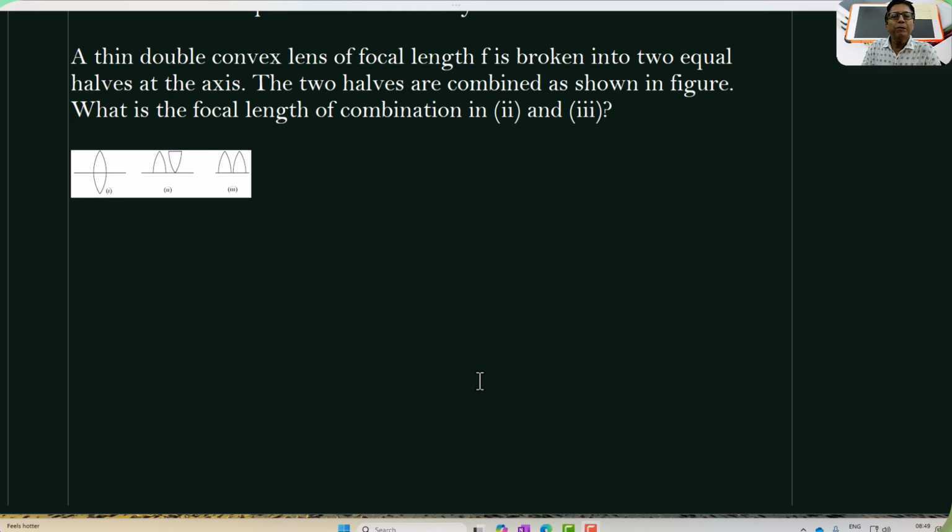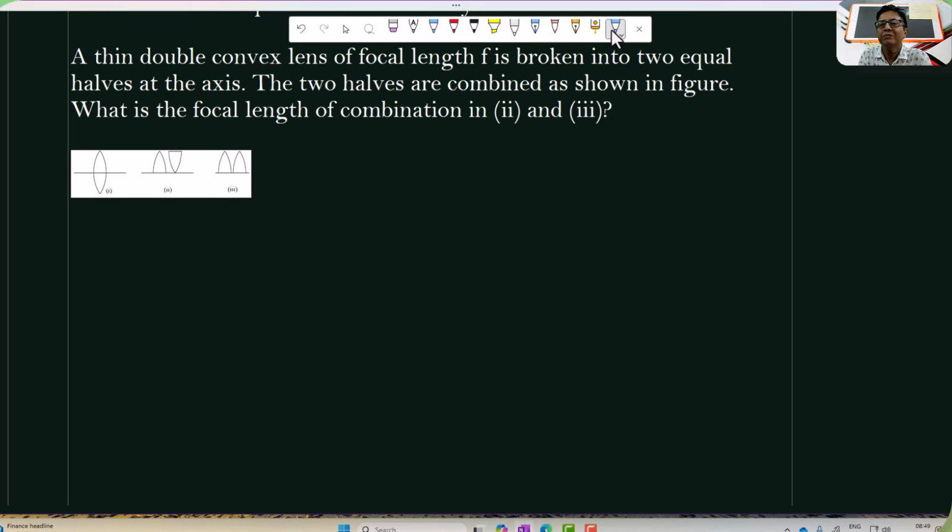So a thin double convex lens of focal length f is broken into two equal halves at the axis. The two halves are combined as shown in the figure. So this is the original lens given here. This lens is broken into two halves. Once it is kept in this manner and then in this manner.